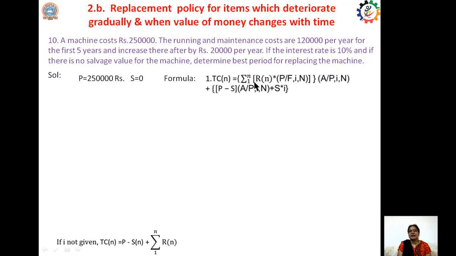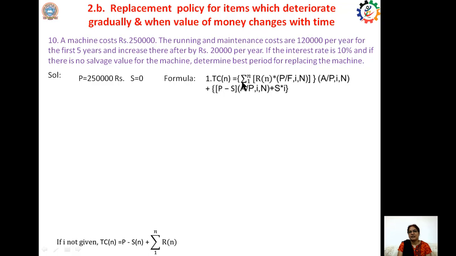Okay, now we have all Rn values in the form of P, which can be comfortably added. Summation stands for adding. All present values of Rn are added. After adding, we have the cumulative Rn values in the present term. That flower bracket will give you that much, from here to here. Now this P value can be converted into A comfortably using the factor A given P. This will convert the given P value into A.